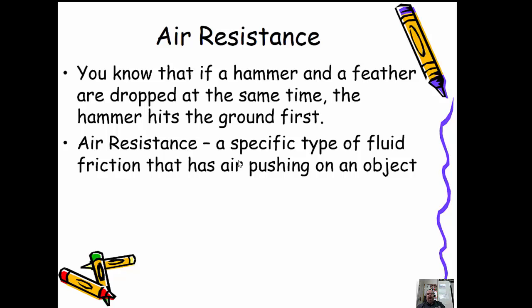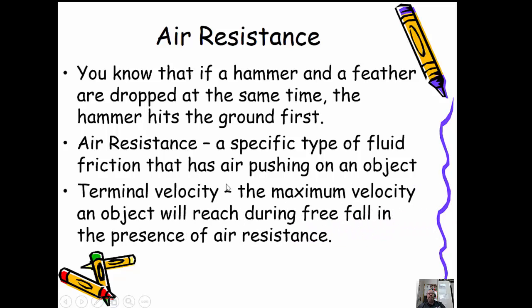It's going in the opposite direction. So like I said, if something's falling, air resistance is going to be up. If we're talking about a car driving on the road, if it's traveling north, the air resistance or the friction is going to be south. So again, it's still opposing the motion of an object.